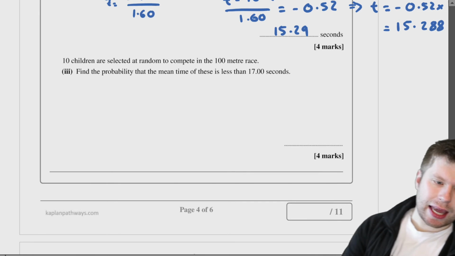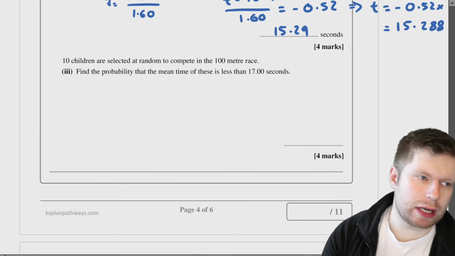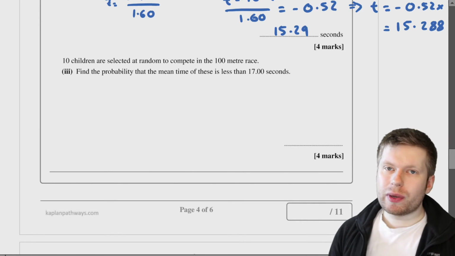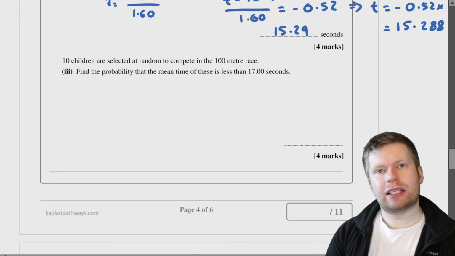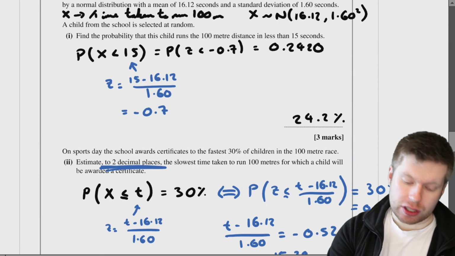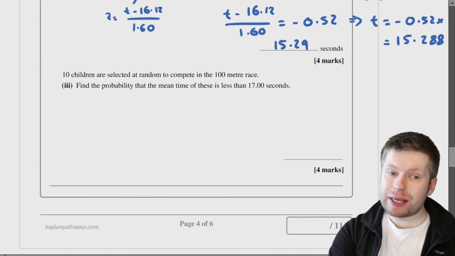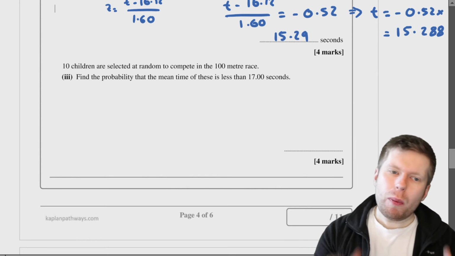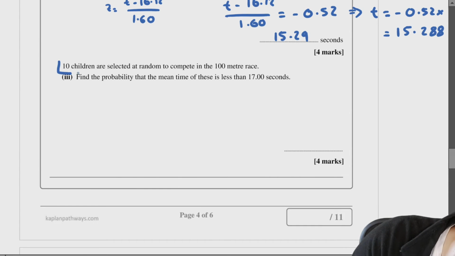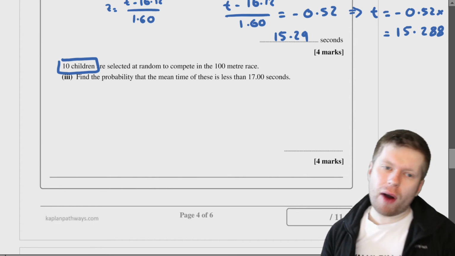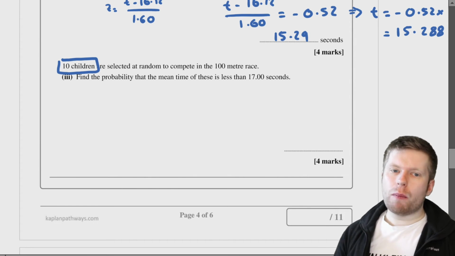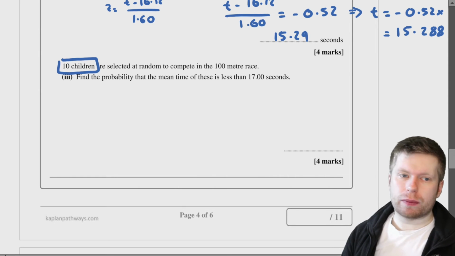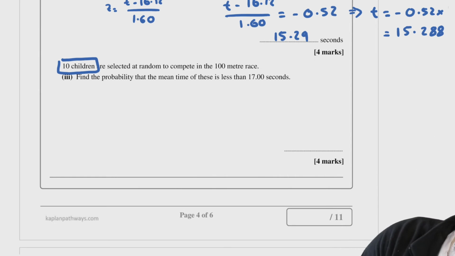Okay, so now we're getting into something called the central limit theorem for part 3. We're told that 10 children are selected at random. For all the questions that we've been looking at up until now, we've always been looking at just selecting one. Now we're looking at selecting 10 children, which means that we need to find the distribution which represents the 10 children. So I'm going to write this as x bar.